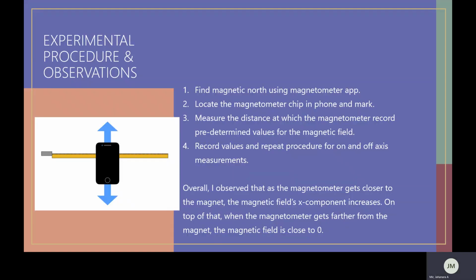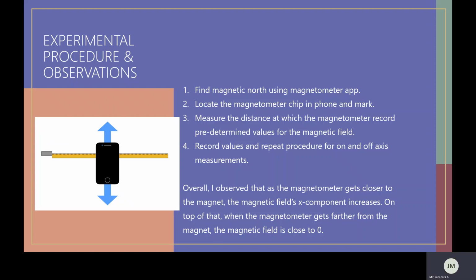Now on to experimental procedure and observations. We started off by finding the magnetic north using the magnetometer app on our phone, and we located the magnetometer chip in the phone and marked it. We measured the distance at which the magnetometer recorded predetermined values for the magnetic field, and we recorded the values and repeated the same procedure for on and off axis measurements.